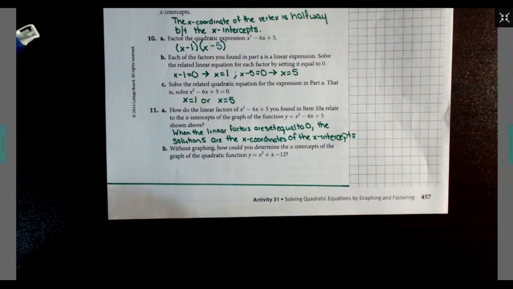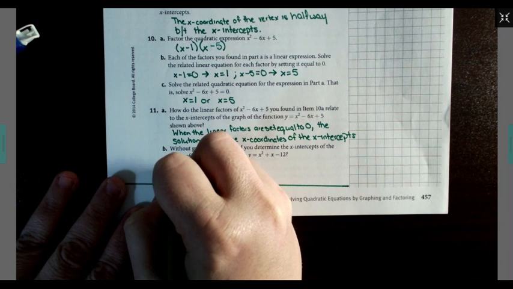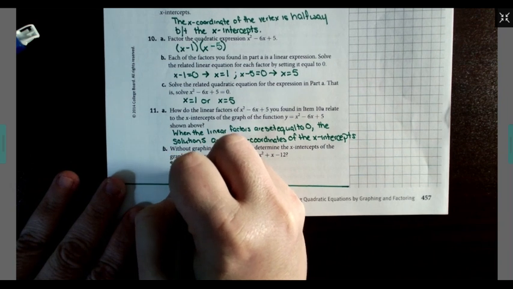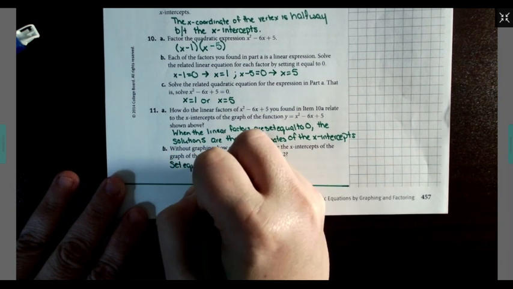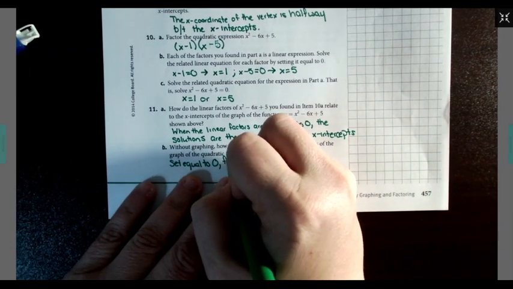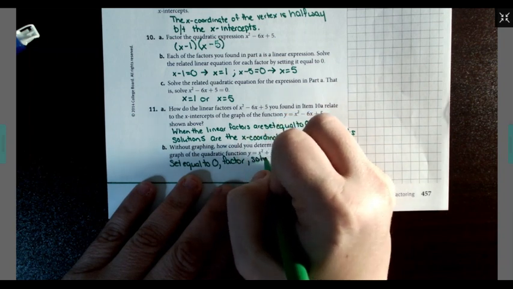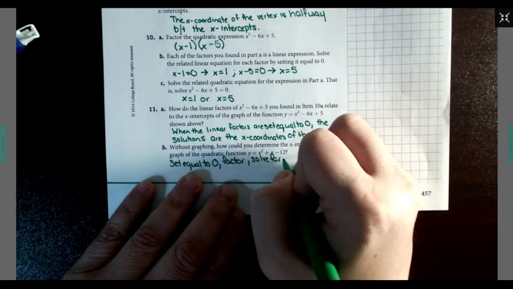Without graphing, how could you determine the x-intercepts of the graph of the quadratic function y equals x squared plus x minus 12? Set equal to 0, factor, then solve for x.